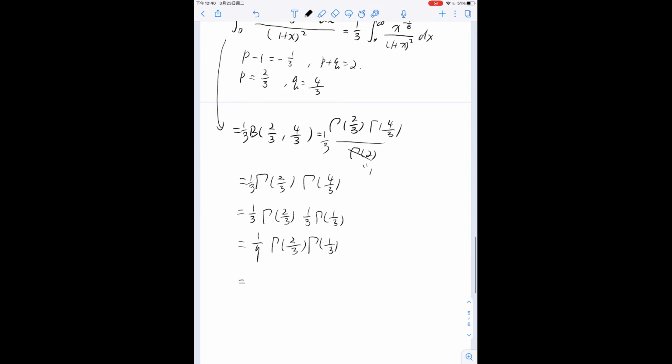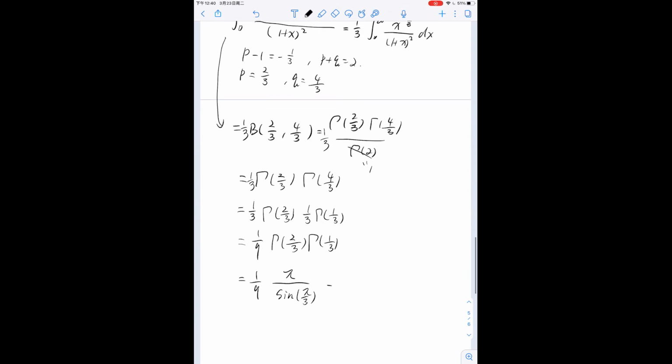It equals pi over sine, which equals, and this is 2 times square root of 3 times pi divided by 27.